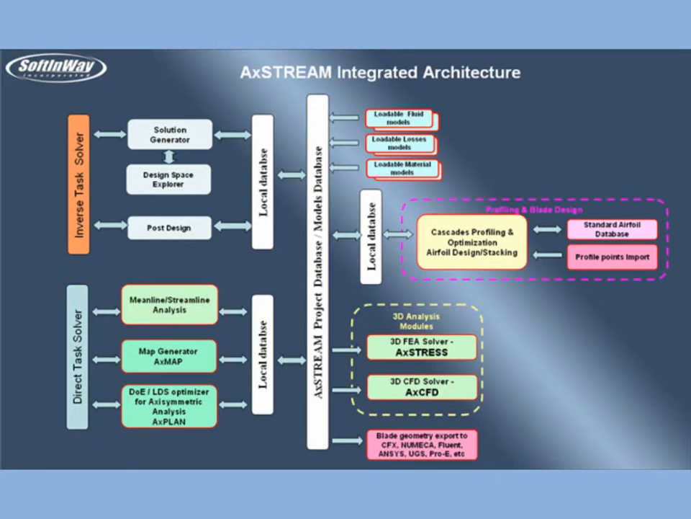The main functional modules have local databases. This two-level database organization prevents occasional damage of the project data. Also, the loadable models functionality allows the users to add to AxSTREAM their own loss and fluid models.